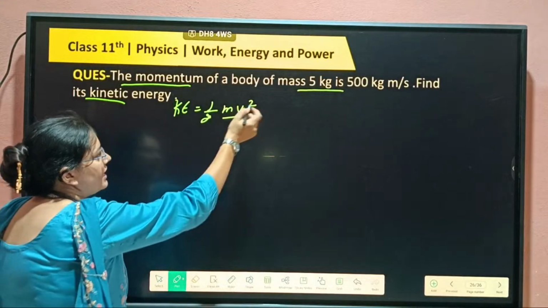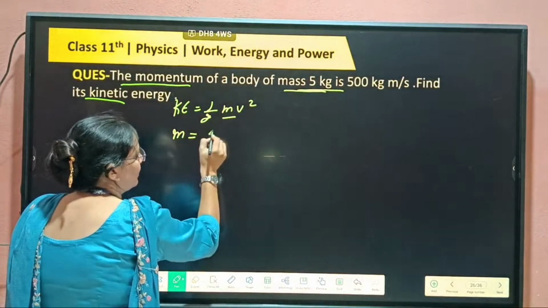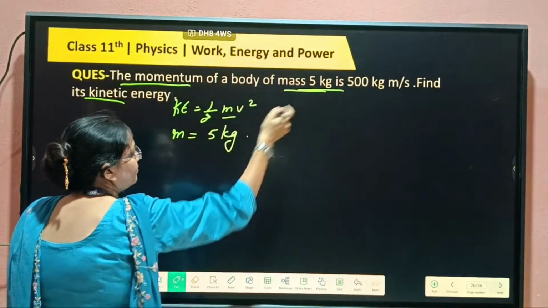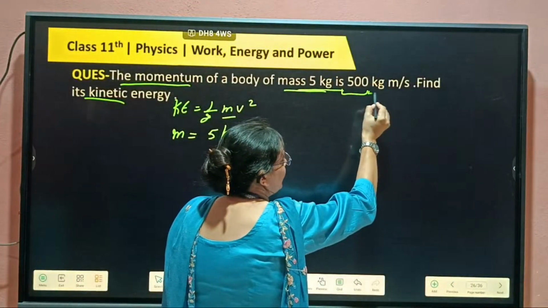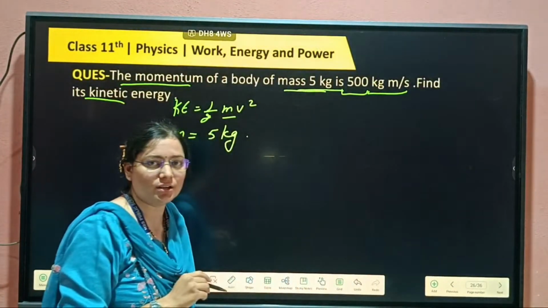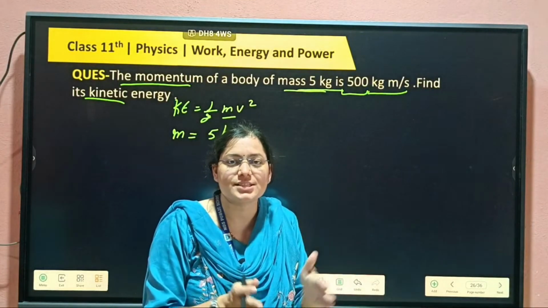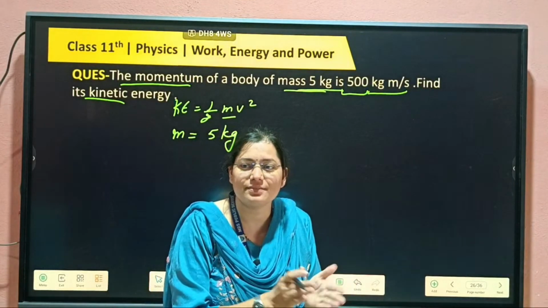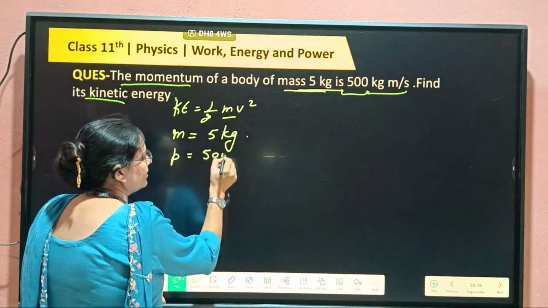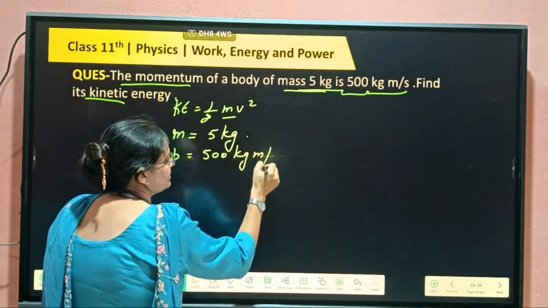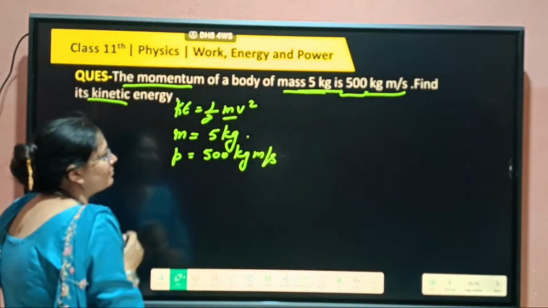Okay, first write the given terms which are given in our question. Mass equal to 5 kg and p. If you can't find, beta, which quantity is given, then you can identify it with the help of the unit, because kg is the mass unit, meter per second is the velocity. So this is a multiple of mass and velocity. Mass and velocity you can write as momentum. So p equal to 500 kg meter per second. This is our momentum. So mass 5 kg, momentum is this.